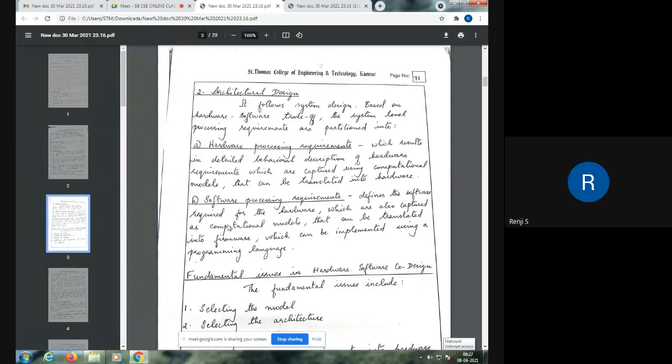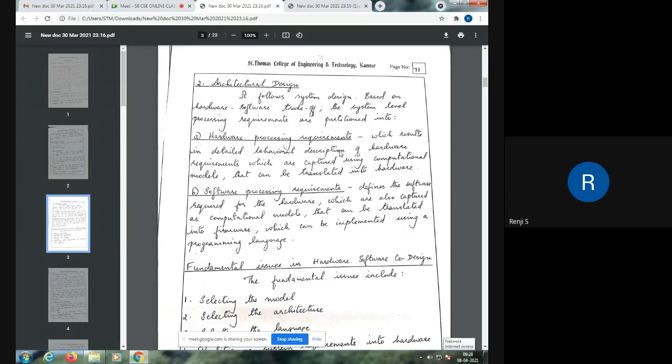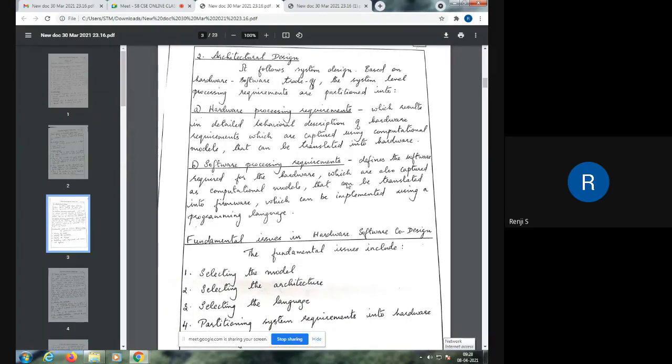Now, the second stage is the architectural design. The architectural design follows the system design. This happens only after system design, and based on the hardware software trade-off, that is, there are certain trade-offs between hardware and software, like cost, performance, etc. The system level processing requirements are then partitioned into hardware processing requirements and software processing requirements.